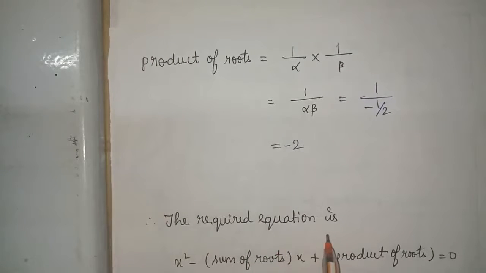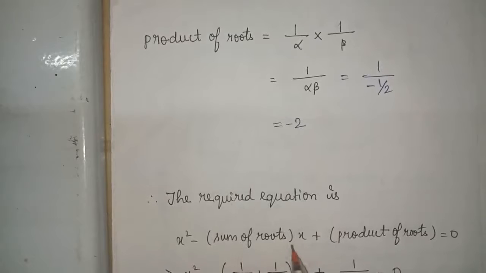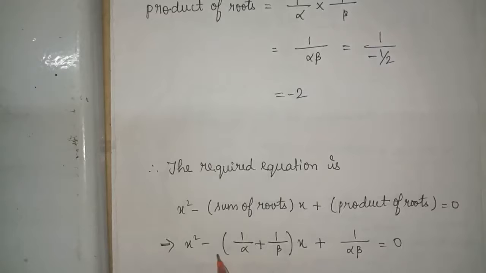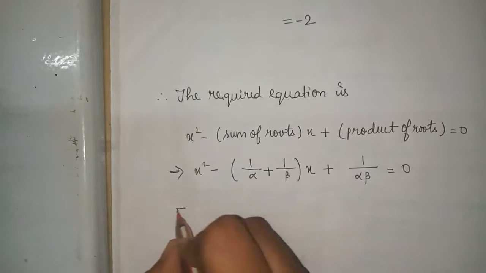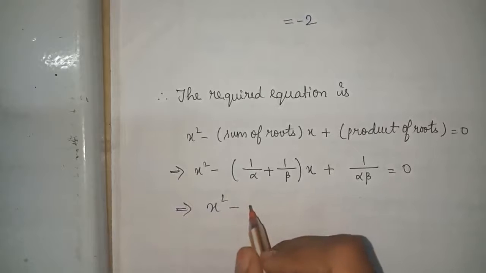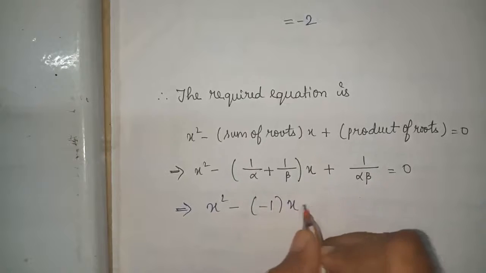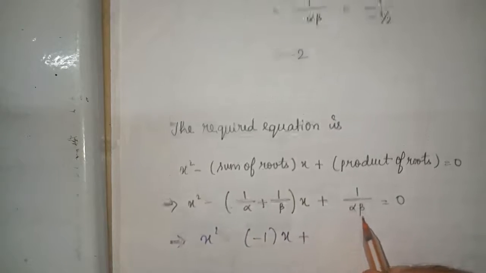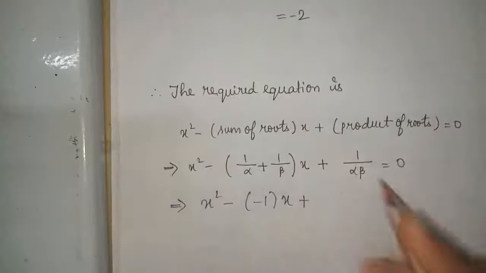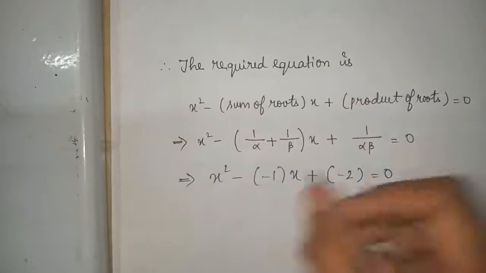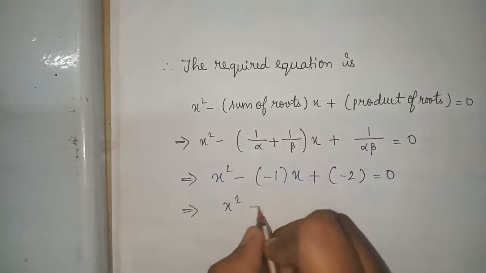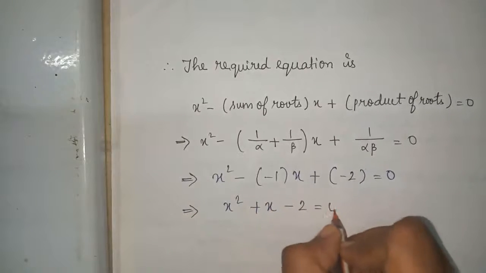Therefore the required equation is x square minus sum of roots into x plus product of roots is equal to 0, which implies x square minus sum of roots, 1 by alpha plus 1 by beta, into x plus 1 by alpha beta is equal to 0, which implies x square minus, here 1 by alpha plus 1 by beta value is minus 1, into x plus 1 by alpha beta value is minus 2. So minus 2 is equal to 0, which implies x square plus x minus 2 is equal to 0.